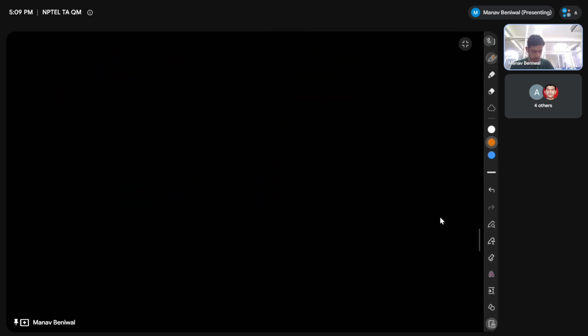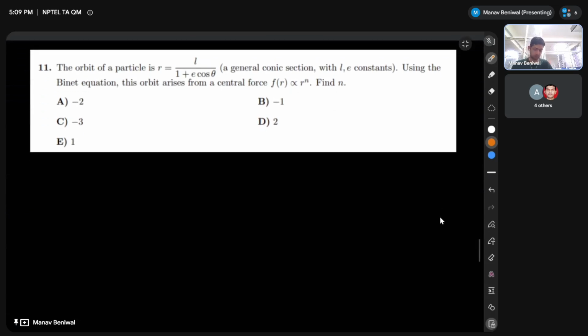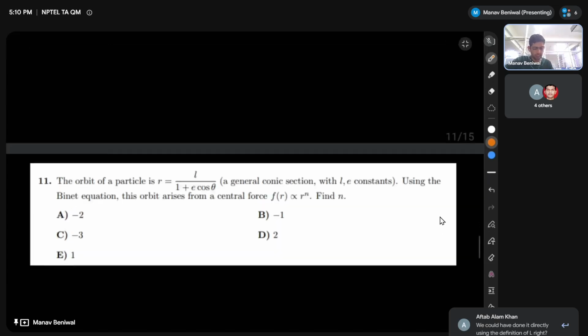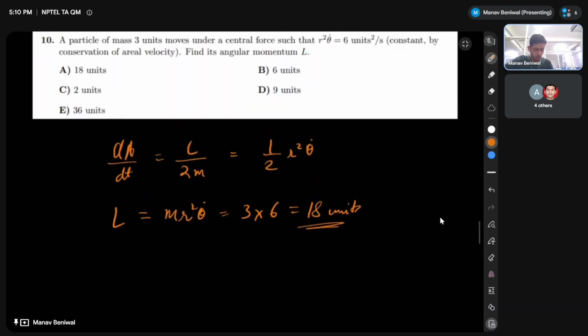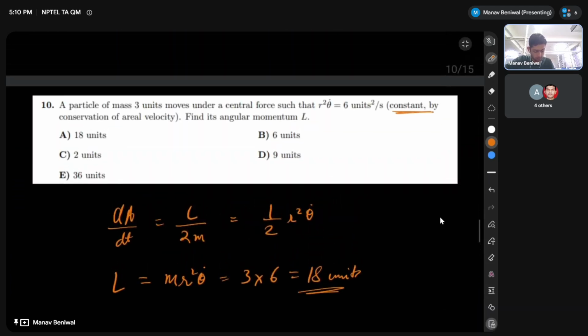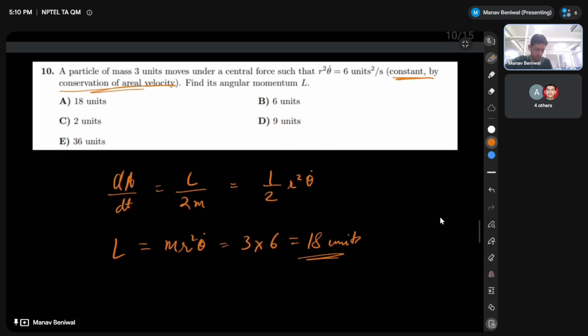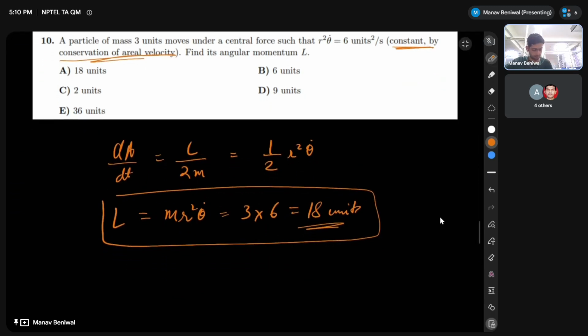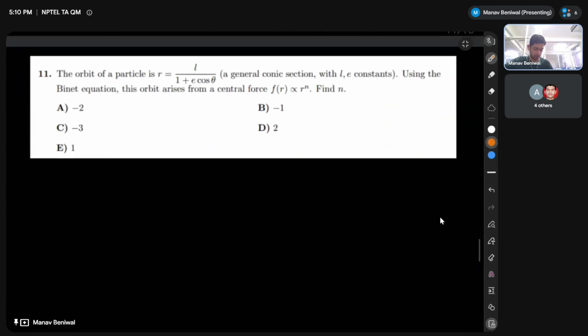Okay, so question 11. Okay, so the orbit of a particle is given to us. So we are given how r varies with theta. We would have done it, yes. That is what I have done. So I was just explaining what this conservation of aerial velocity is, and this is L, right? This is just L. So I have done it directly. So it is just 3 times 6, 18.